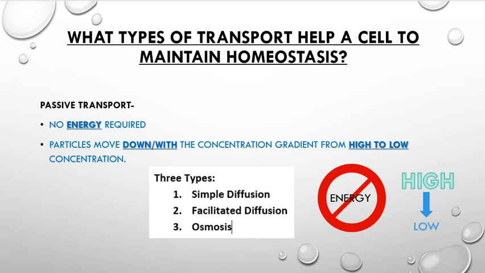We call that going down the gradient, if you kind of think of the hill or the ramp, high to low concentration. The two types of passive transport that we're going to focus on today are simple diffusion and facilitated diffusion. We will also talk about osmosis, but we'll separate that out since we have a lot more vocabulary words associated with that, so we'll make it a separate topic.